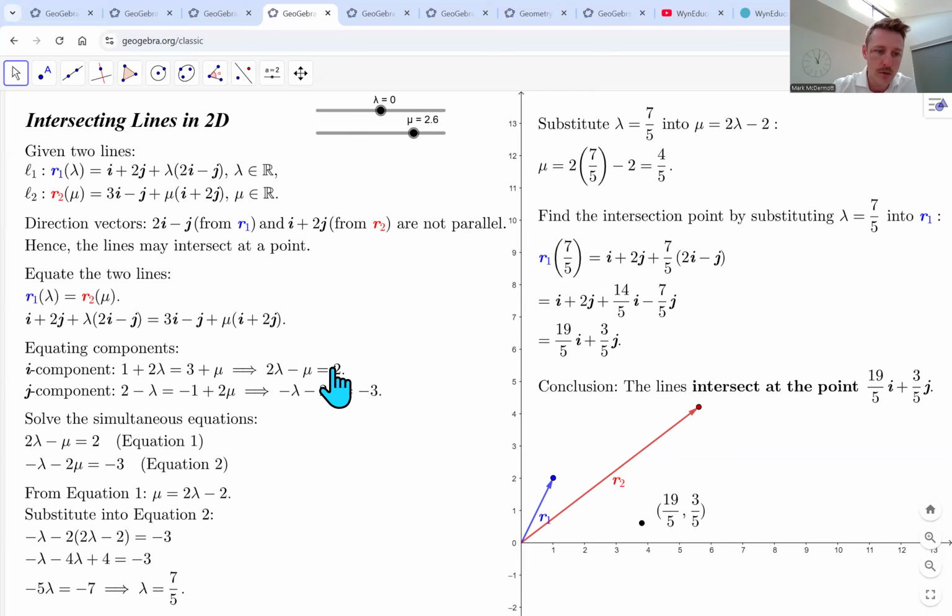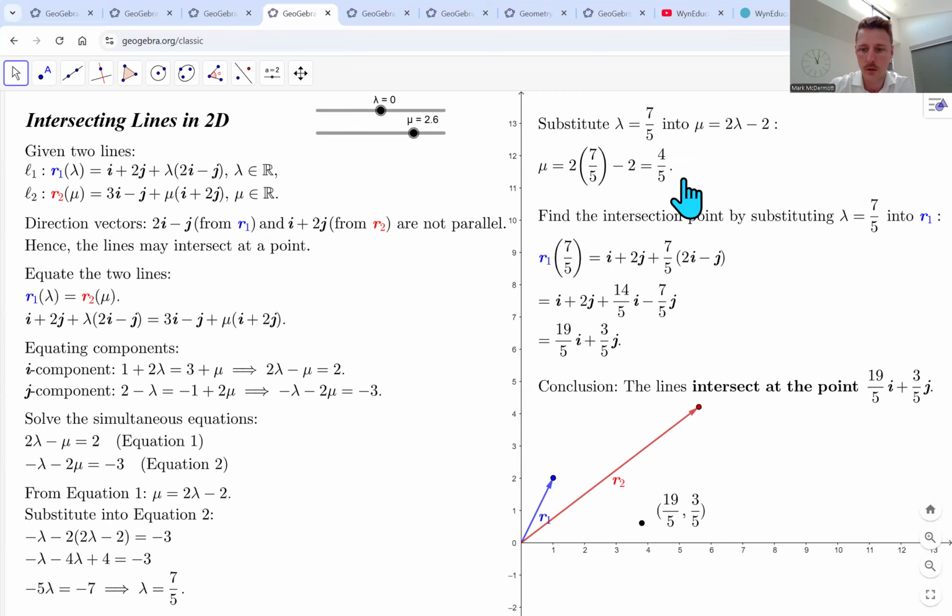Okay, now you've got two simultaneous equations, equation 1 and equation 2. Solving them simultaneously, I suspect if you're doing this, you know how to do that. You'll get lambda equals 7/5. Okay, substitute lambda equals 7/5 into mu equals 2 lambda minus 2. So we're substituting lambda equals 7/5 to find what mu is. Mu turns out to be 4/5.